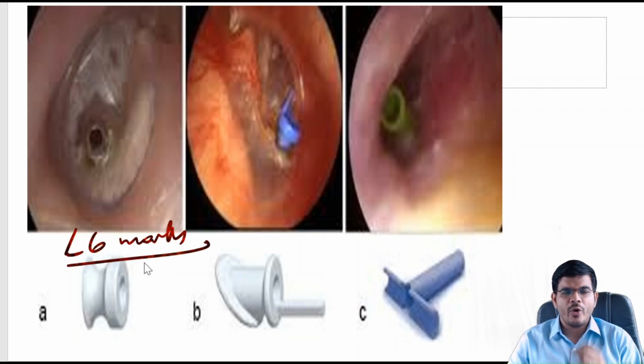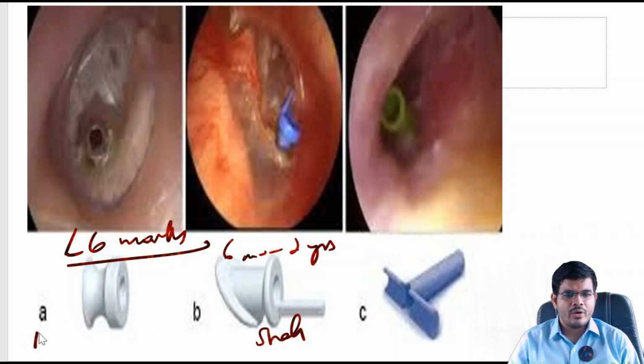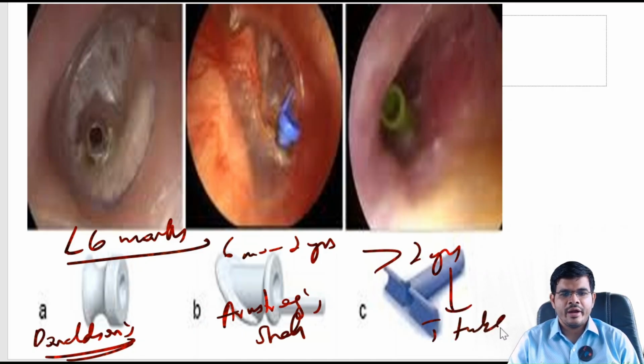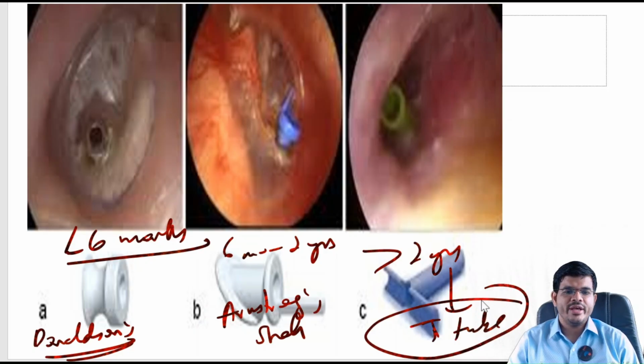Now, when there is a chronic ear disease, as in a retraction which is seen of stage 3 or 4, you will need to have a ventilation for longer duration. In that case you will use the other ventilation tube where it stays for 6 months to 2 years. This is a Shah's tube, and here a Donaldson's tube is used. Donaldson's tube, Shah's or Armstrong's tube is also used for this purpose, and if it is needed for more than 2 years, you will need to use a T tube. T tube is used when it is needed for more than 2 years.